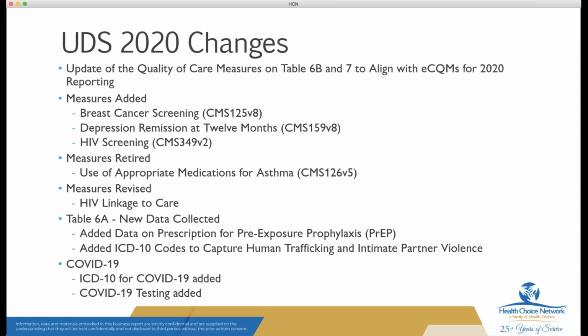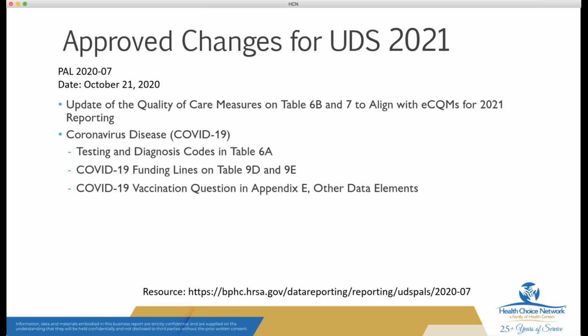And additional data elements for reporting have been added to Table 6A, having to do with PrEP, intimate partner violence, and human trafficking. And of course, the additions for COVID having to do with the diagnosis and the services rendered for testing, diagnostic testing, and antibody testing. The approved changes for UDS 2020 are out, and were made available in the PAL document number 2020-07, release date October 21st, 2020.